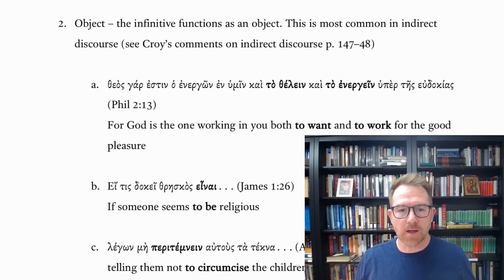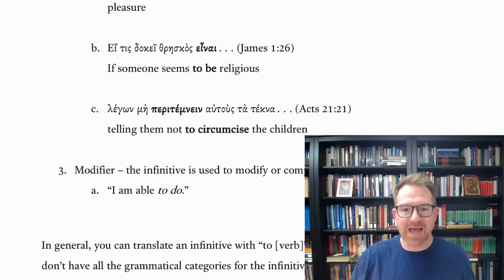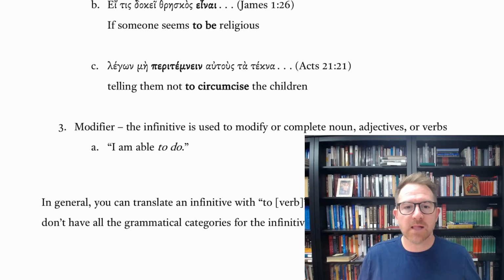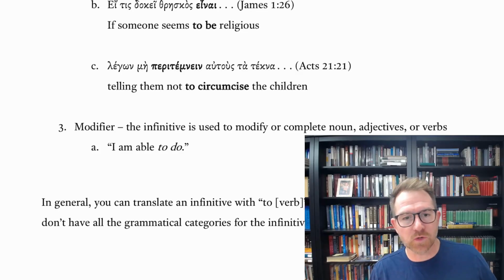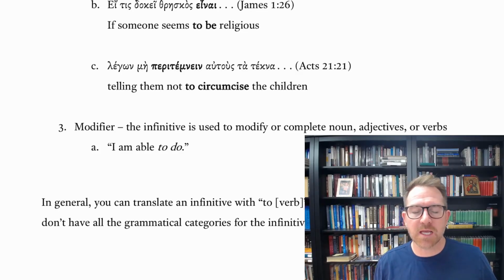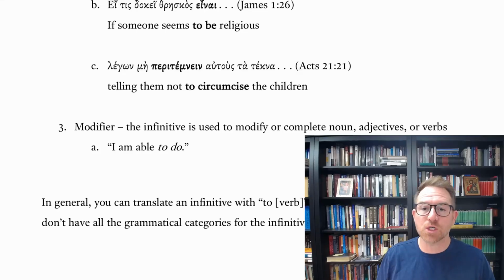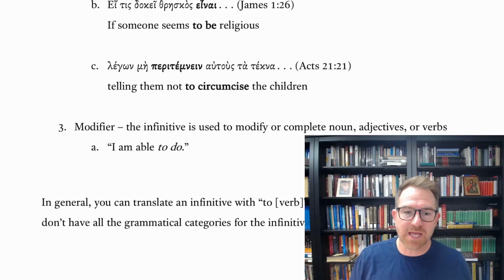So, for example, Acts 21:21, telling them not to circumcise the children. Well, this isn't providing a quotation of Paul's speech. This is providing a summary, an indirect discourse, of what it is that Paul was saying. And it can also be used to modify or complete nouns, adjectives, or verbs.